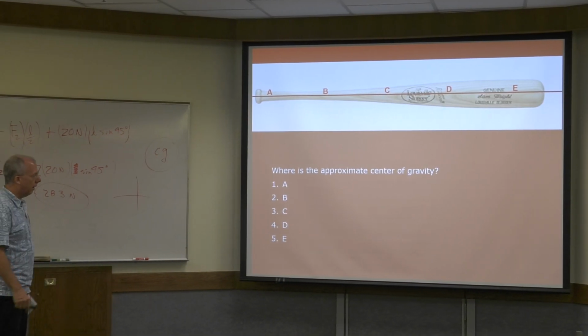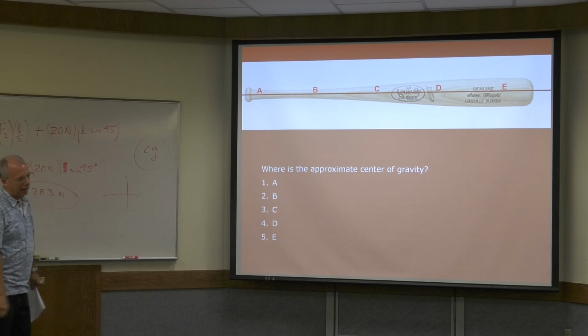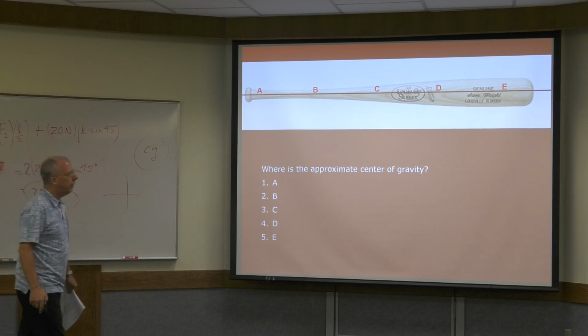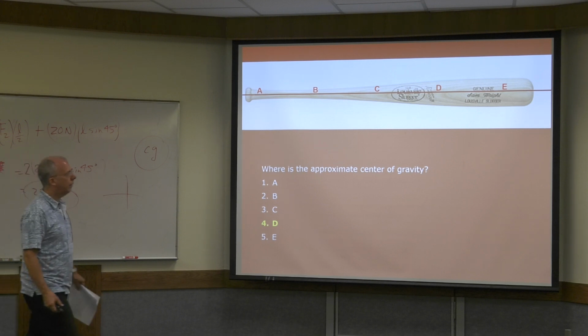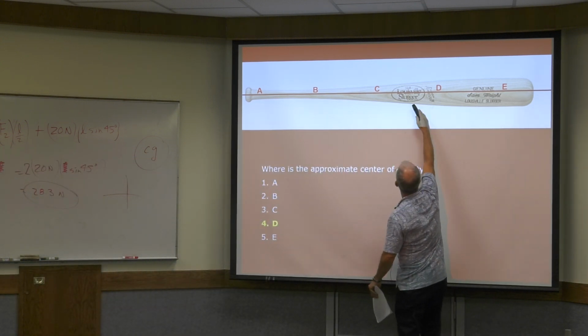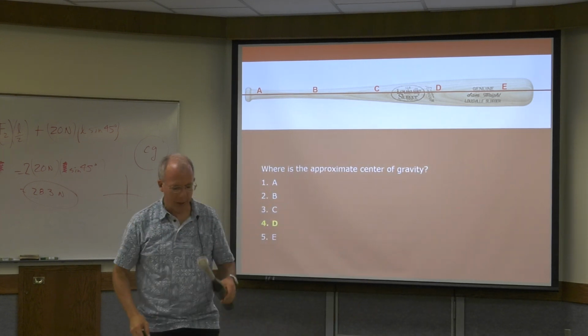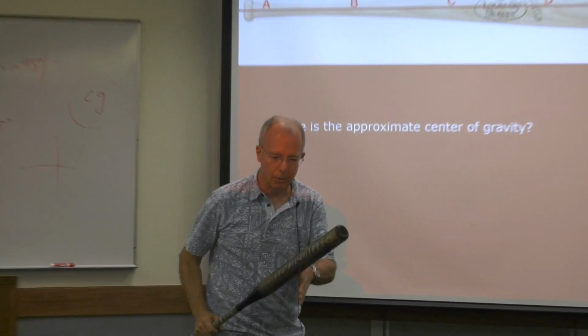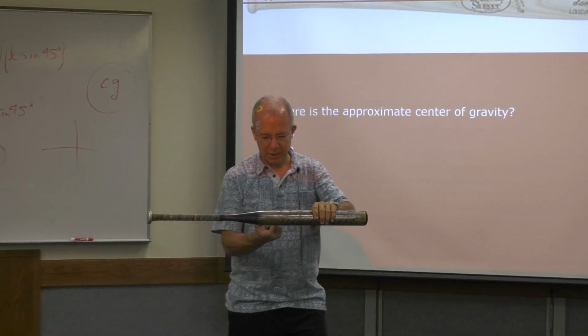Okay, where do you think the approximate center of gravity is here on a wooden baseball bat? So pause your video and vote, please. Okay, I hope everybody said D, right? Because most of the mass is concentrated over here. So I think the balance point is somewhere over here. And I brought a bat. This is not wood, it's hollow metal. So let's see.